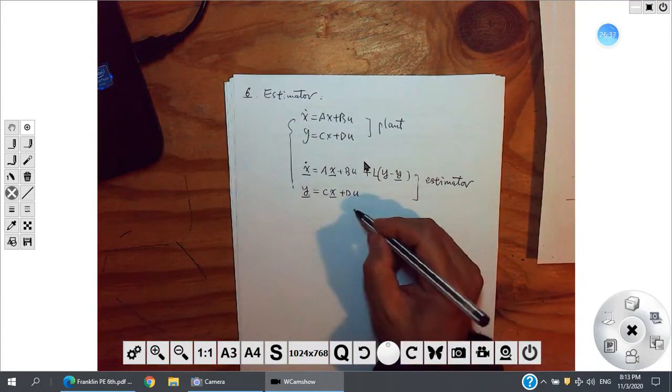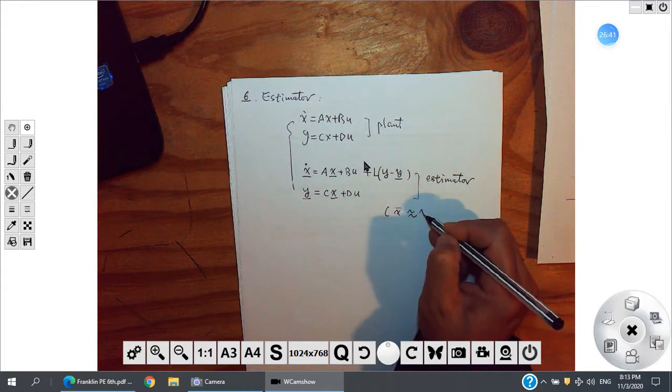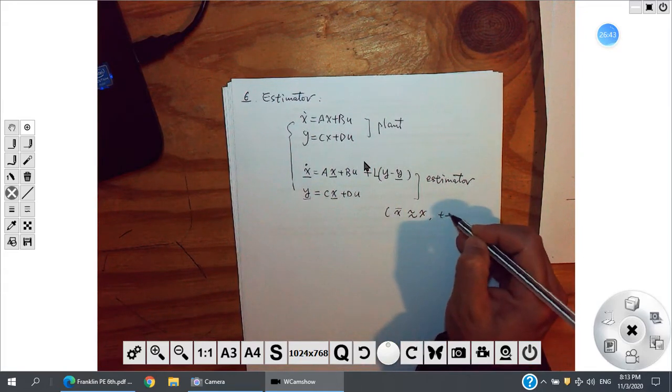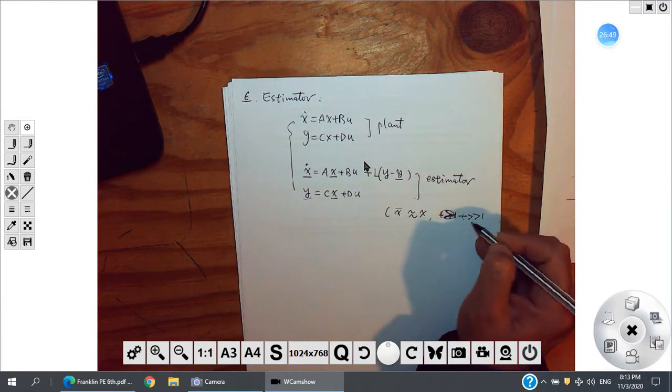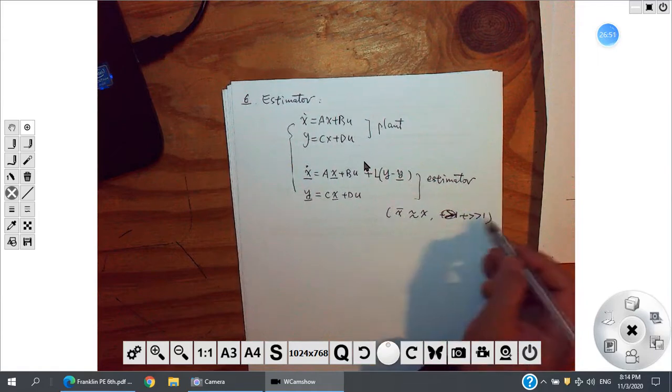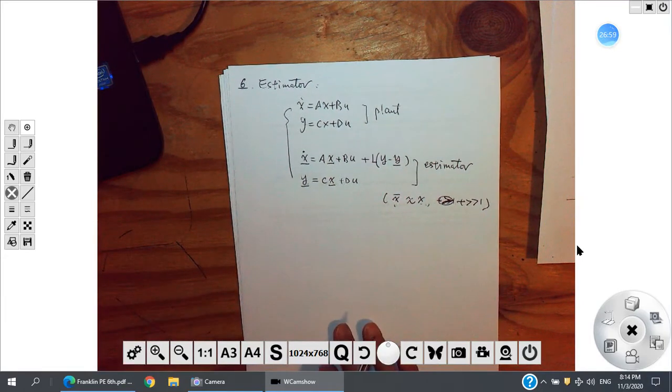And this estimator means x bar will be close to x when t goes to large. I write it this way: t much larger than 1. That means t large enough. When t is large enough, these two will be close. Okay, so this is the estimator.